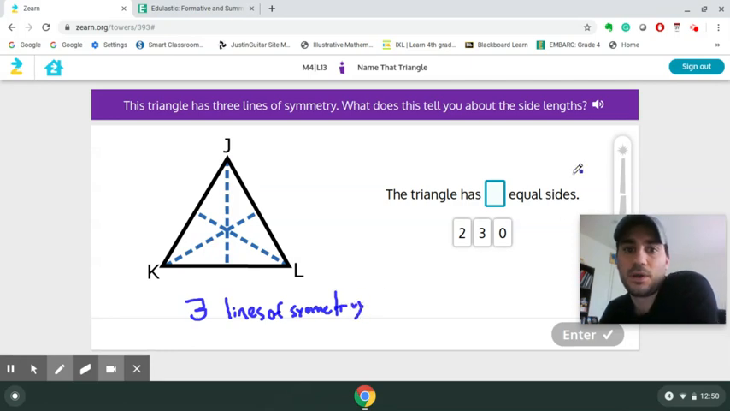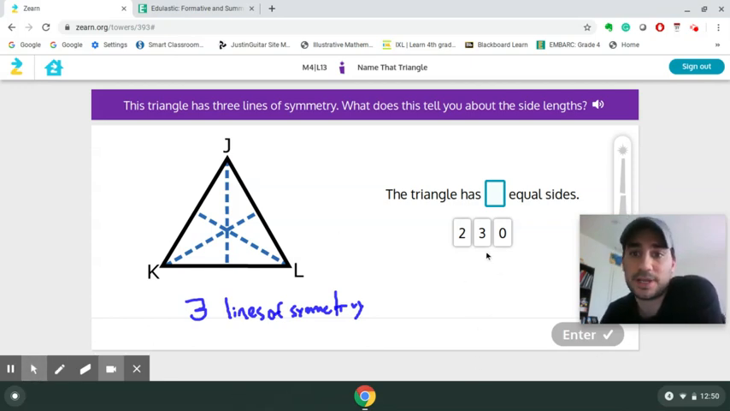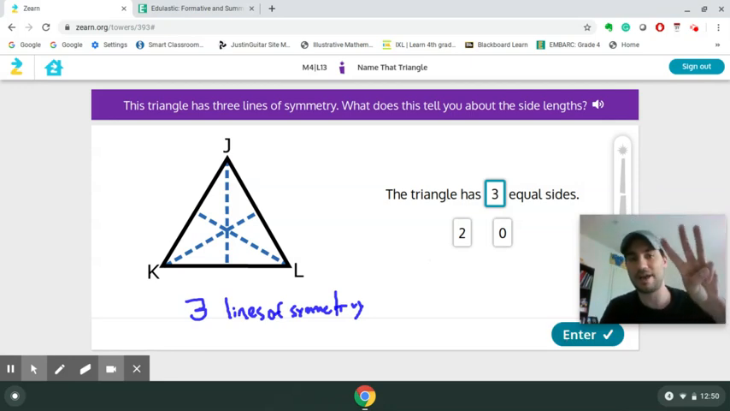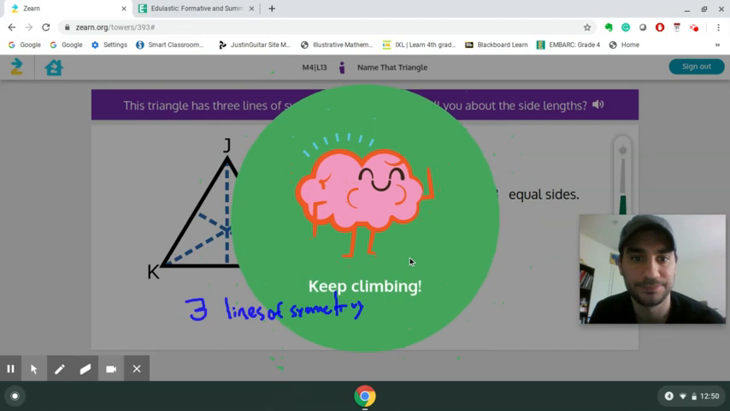Okay, now, what must this be? How many equal sides are there if there are 3 lines of symmetry? Go ahead and answer now. If you said the triangle has 3 equal sides, you are correct. If a triangle is equilateral, 3 equal sides, it will have 3 lines of symmetry. Nice work.